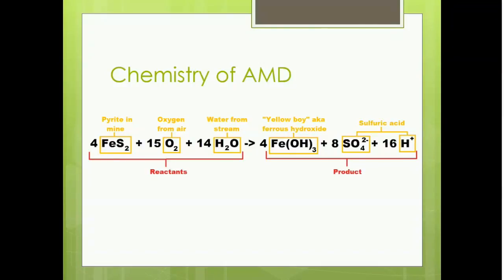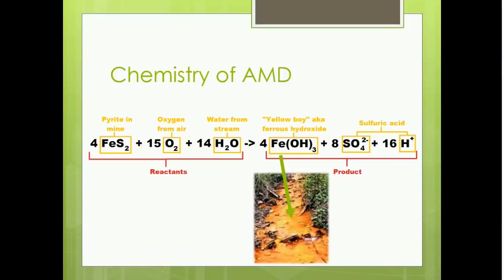The sulfuric acid acidifies the stream, degrades the habitat, and decreases a stream's ability to support life. The ferrous hydroxide, called yellow boy, is a fine sediment that coats the entire stream bottom, shading out algae that aquatic insects and fish eat. The picture looks like the water itself is orange, but it's actually the yellow boy coating everything.